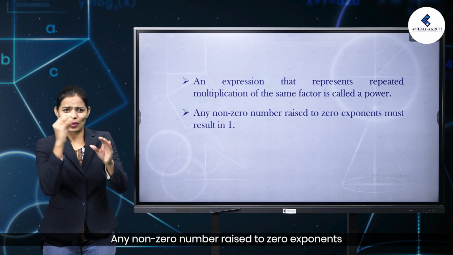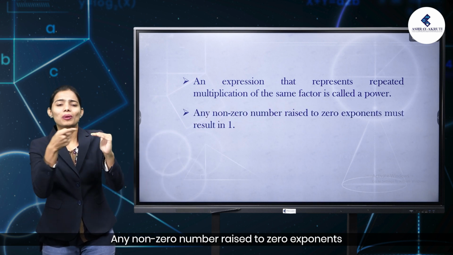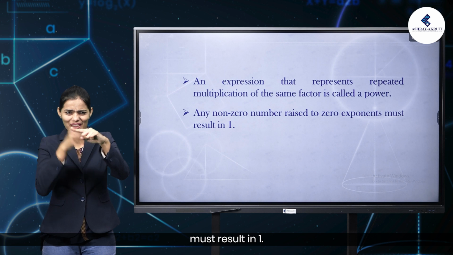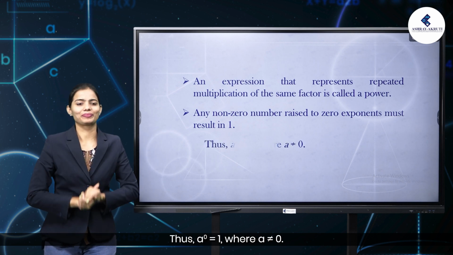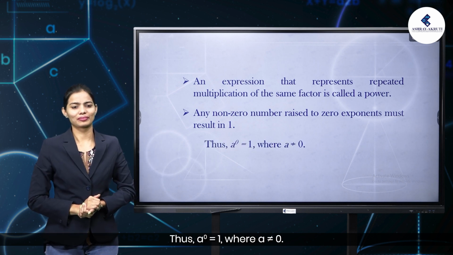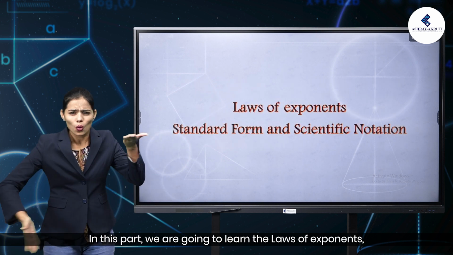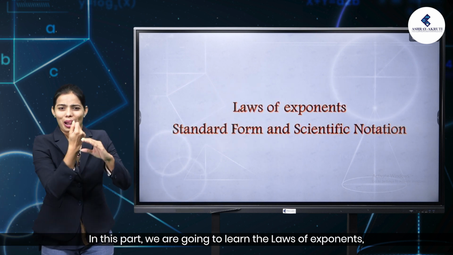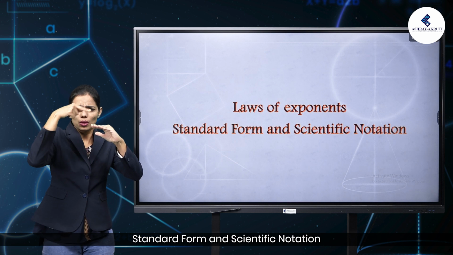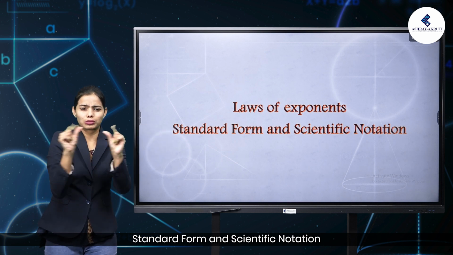Any non-zero number raised to 0 exponent must result in 1. Thus, a to the power 0 is equal to 1, where a is not equal to 0. In this part, we are going to learn the laws of exponents, standard form and scientific notation.